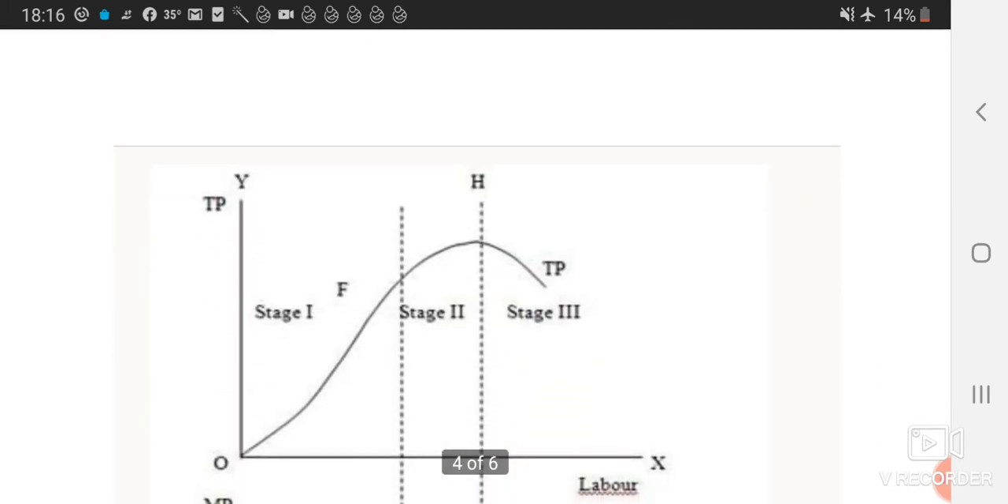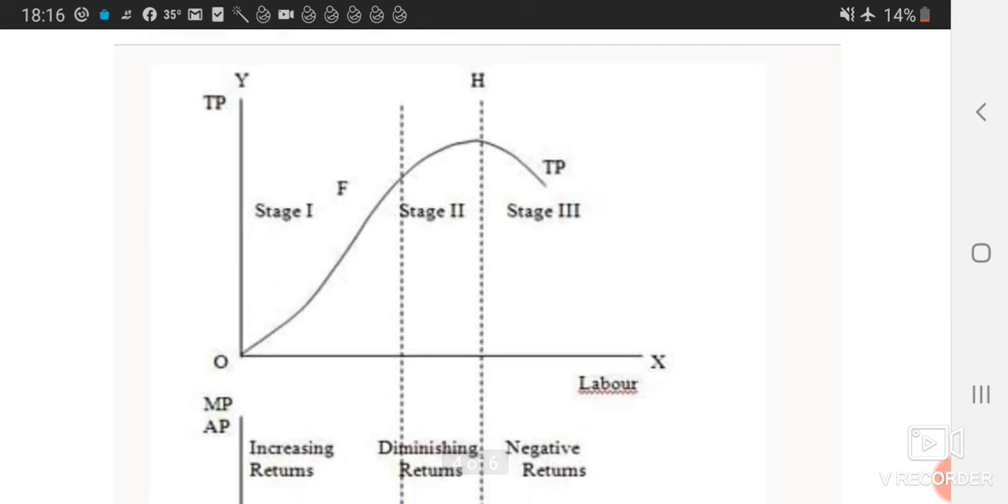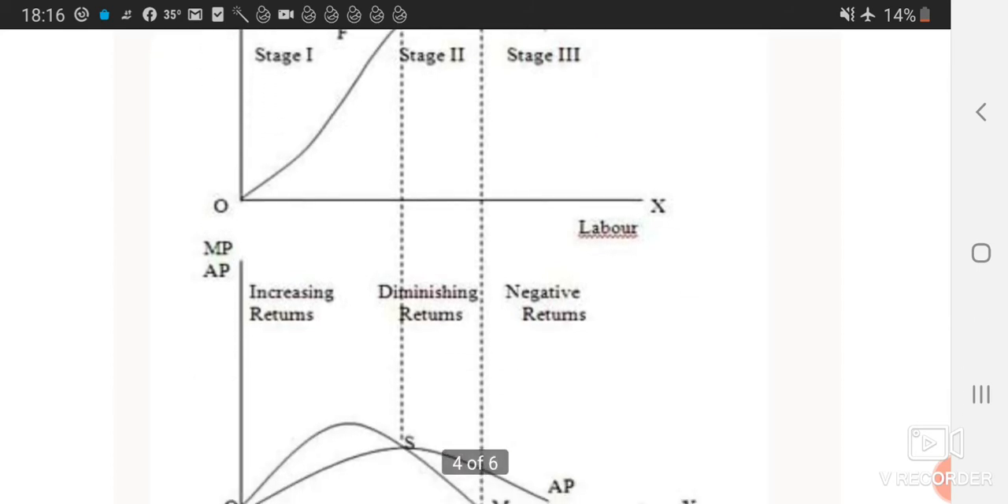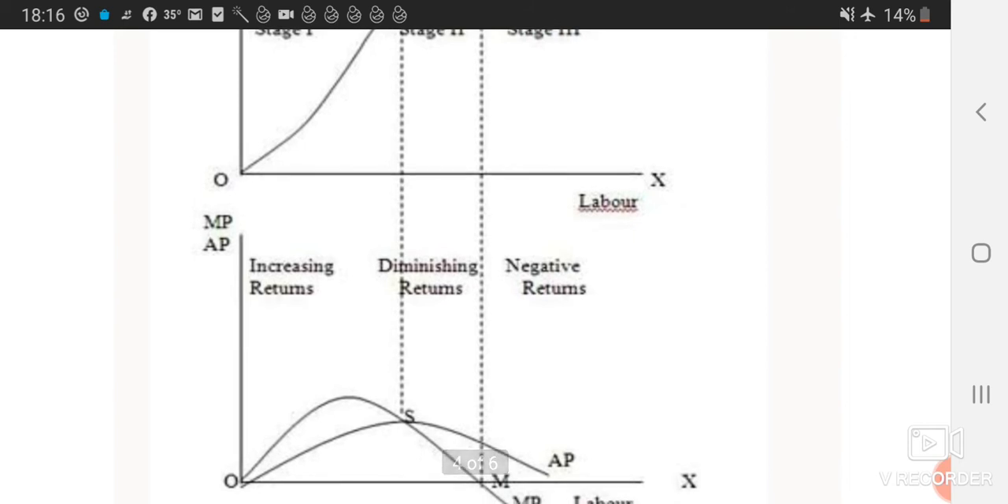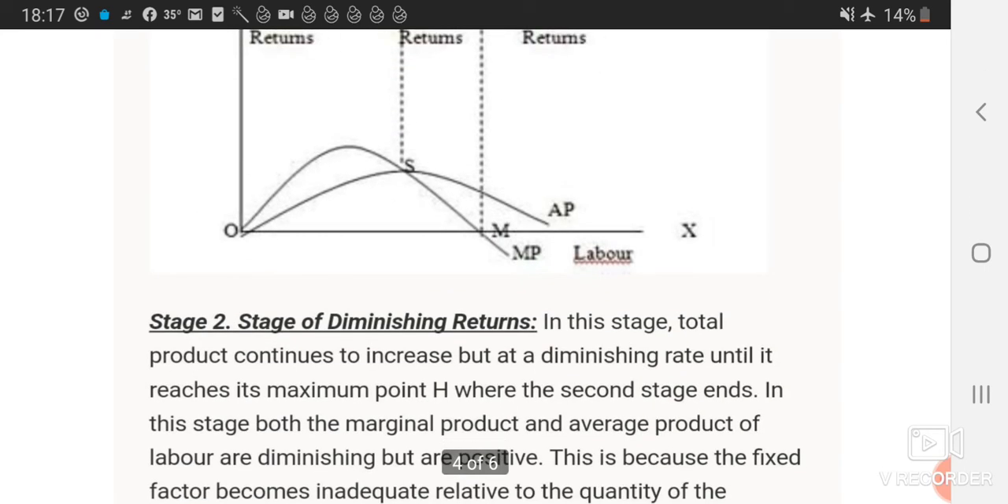Then we have a figure diagram. So this is the total production. First of all, it increases: stage 1, stage 2 and stage 3. Then it is the increasing return, diminishing return and negative return. So you have to make these figures simultaneously. Stage 2 of diminishing return.